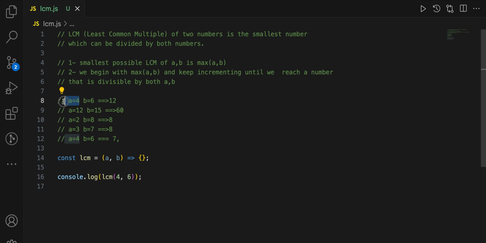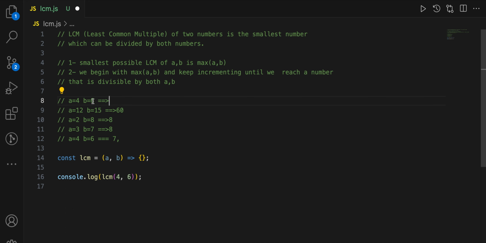So let me explain. This is A equal to 4 and B equal to 6. We don't know yet what the LCM of this is. Here the maximum of A and B is 6. If 6 is divided by 4, some remainder will come, it is not going to divide. And 6 is divisible by 6, but not by 4. So we increase 6 to 7. 7 is not divisible by 4, and not by 6. Again we increase 7 to 8. 8 is divisible by 4, yes.